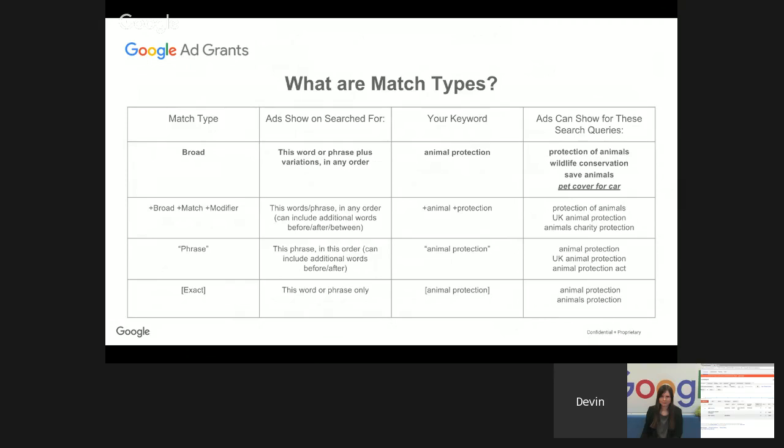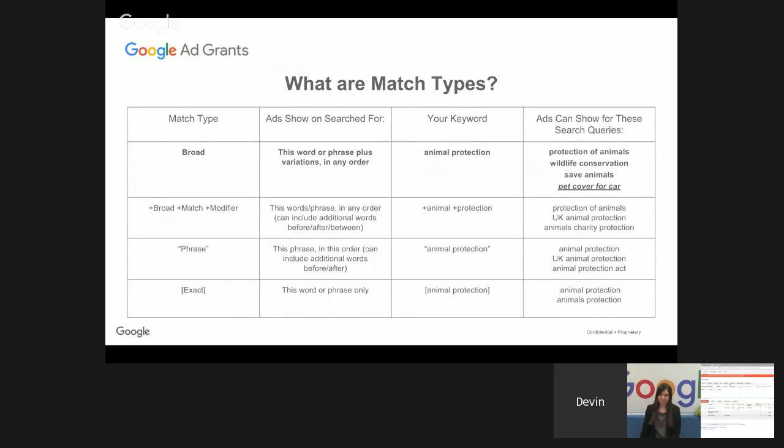Now, on the opposite spectrum from broad match is exact match. Exact match keywords have brackets around them. When you make a keyword exact match, that means a person's search has to match that keyword exactly. Your ads won't show for any synonyms or variations, although plurals will be taken into account.